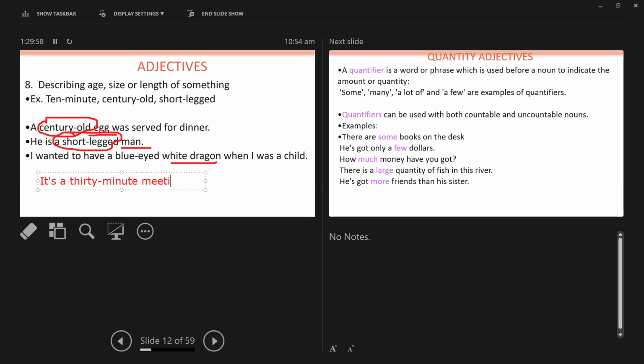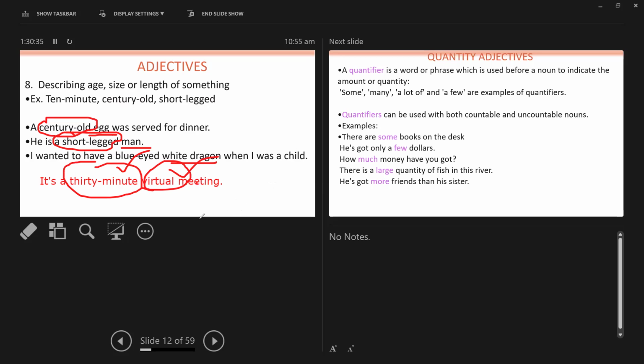"30-minute meeting." It's a 30-minute virtual meeting. In this case, 30-minute is used as an adjective to describe how long the meeting is going to take. All right? So, the word that is being modified here is the word meeting. We have two adjectives, 30-minute and virtual. The first one describes how long the meeting is going to last, and the second one, what kind of, kung face-to-face ba or virtual lang.